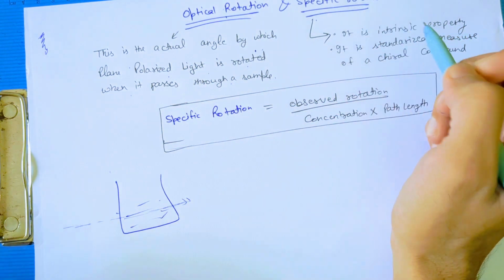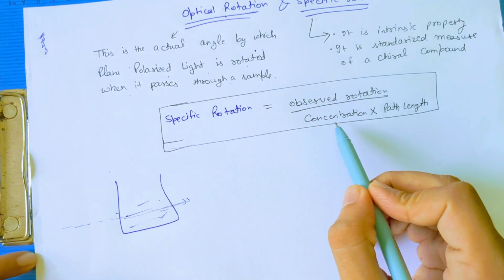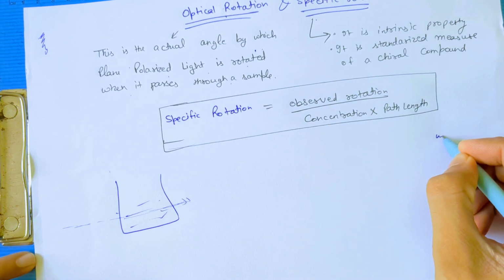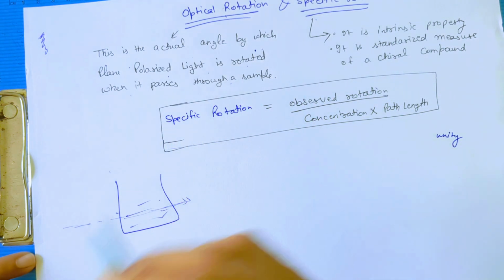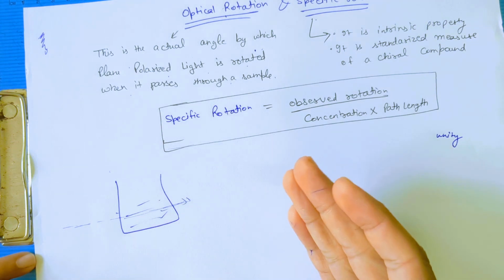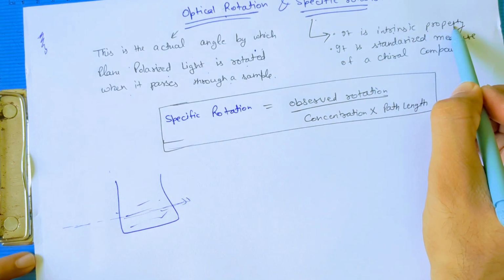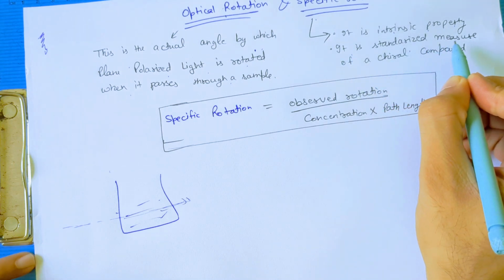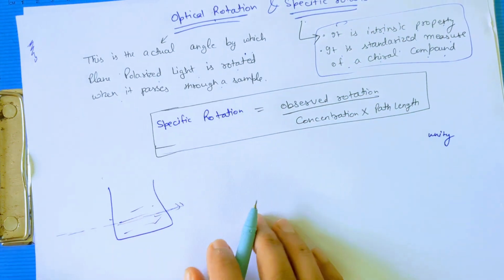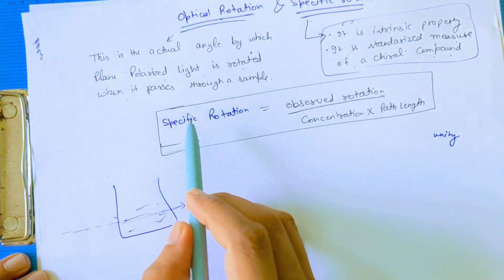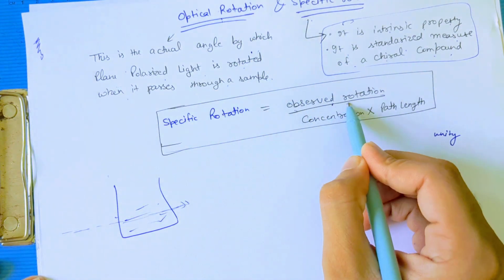Okay, and the specific rotation is equal to the observed rotation when we consider a concentration and path length approximately unity. Specific rotation is calculated in standardized form, at a specific temperature and at a specific concentration, because it is an intrinsic property and a standardized measure of a chiral compound. But the optical rotation varies with concentration and path length. Optical rotation is also known as observed rotation.